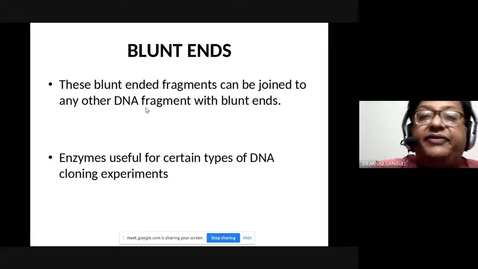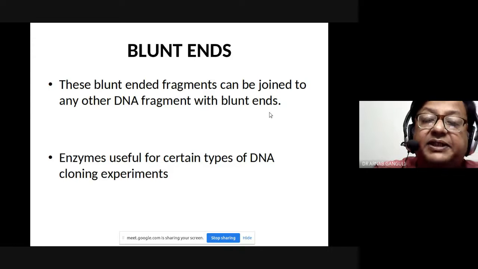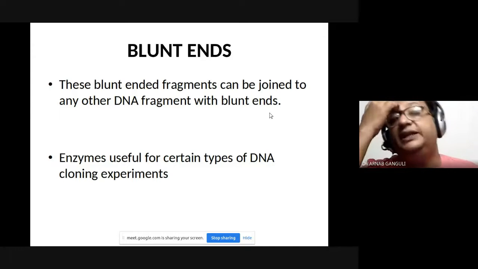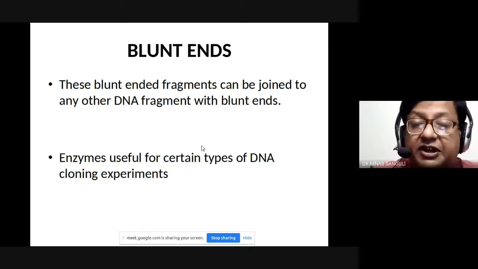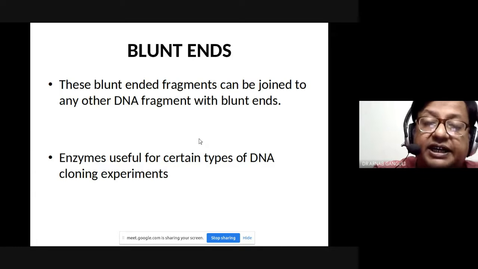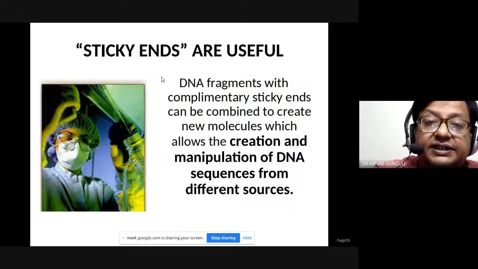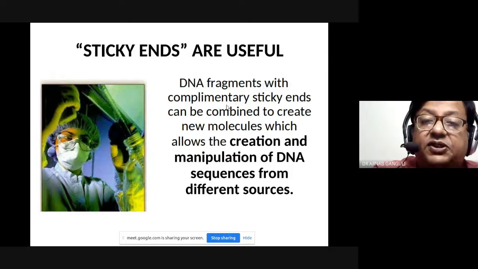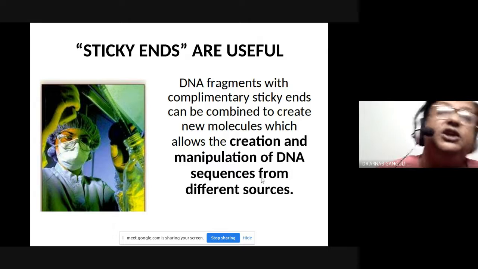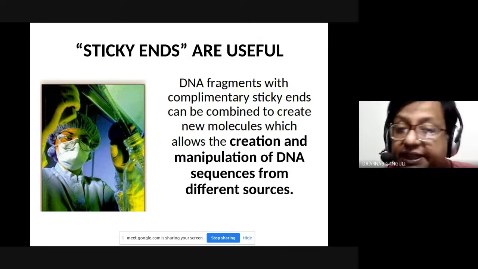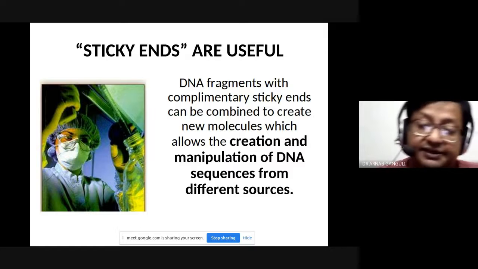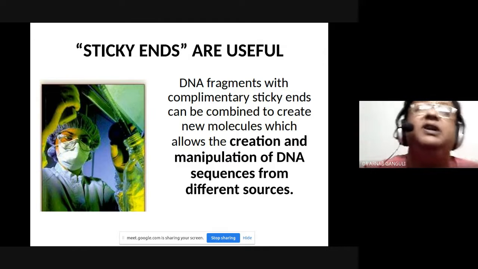So these blunt end fragments can be joined to any other DNA fragments with blunt end. One blunt end can be joined with another blunt end. These enzymes are useful for certain types of DNA cloning experiments. We will study this when it is used for cloning. It will create blunt ends. Sticky ends: DNA fragments with complementary sticky ends can be combined to create new molecules, which allows the creation and manipulation of DNA sequences from different sources. So if you digest only with EcoR1, it will only join with another EcoR1 site. It will not join with any other site. But a blunt end, any blunt end, it will join.